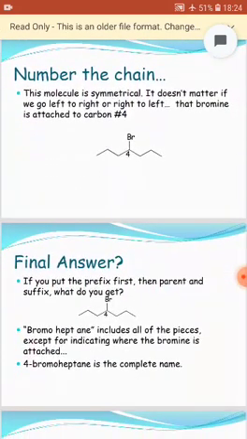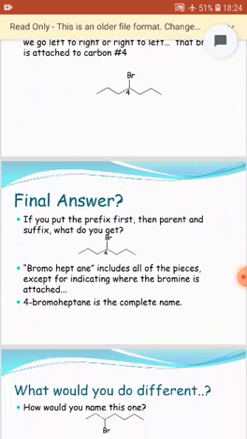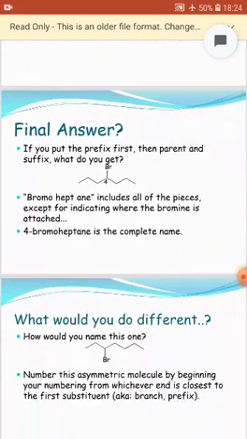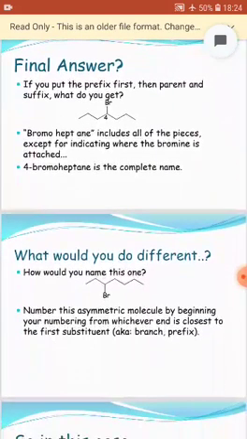So final answer, if you put the prefix first, then parent and suffix, what do you get? So bromoheptane includes all of the pieces except for indicating where the bromine is attached. So 4-bromoheptane is a complete name. What would be different?